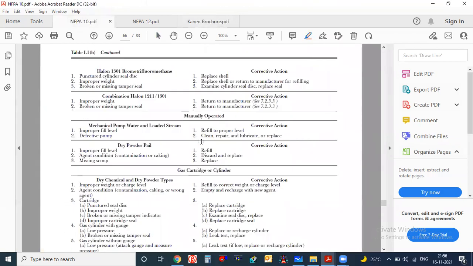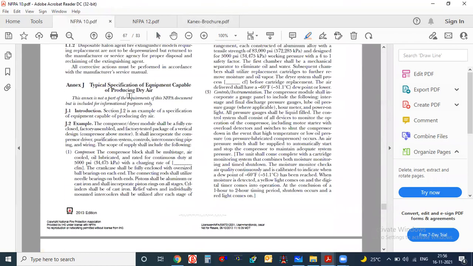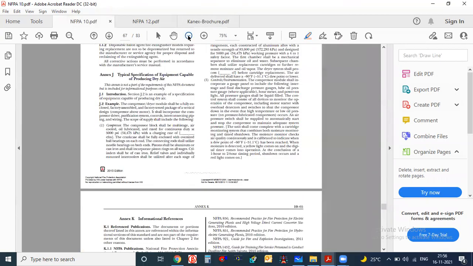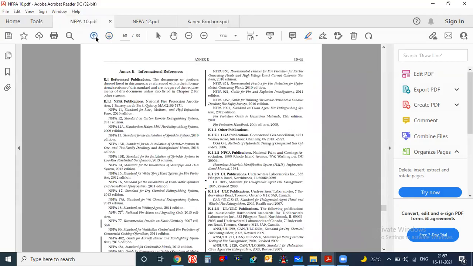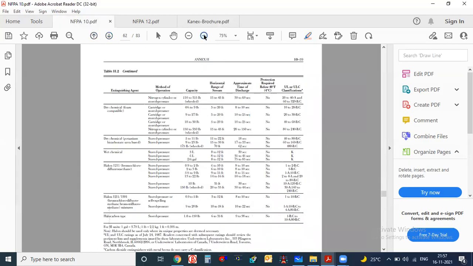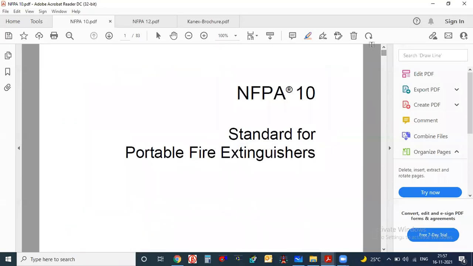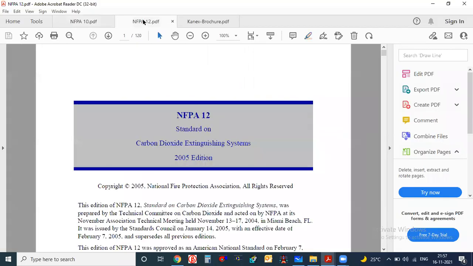This is not required for us. You can just skip. Typical specification of equipment capability. Okay, this is also not required. And apart from this, only these things are given in NFPA 10. So remember that this NFPA 10 is general, talking about fire extinguishers in general. If you check NFPA 12, it is talking only about the carbon dioxide extinguishing system. Okay, let us see what is given in NFPA.